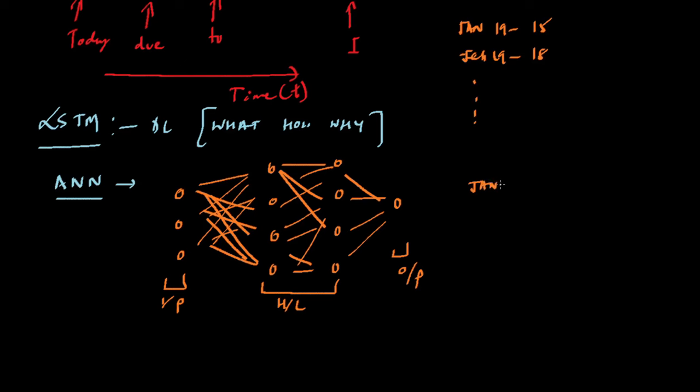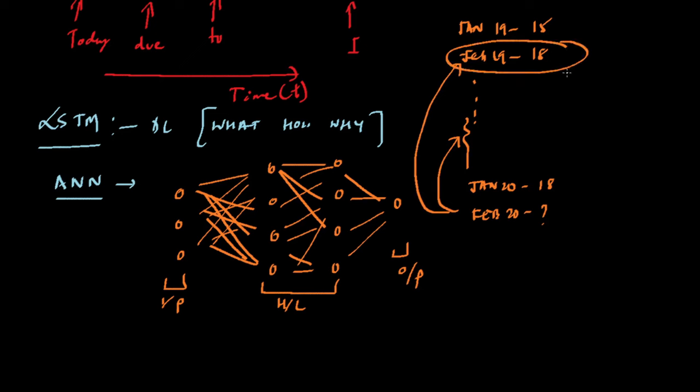Now January 20, the sales is 18 million. What will be the sales in February 20? It does not only depend on the last few instances, it is also based on the previous February, right? Same with Feb 21. It is not only dependent on the last 5 or 6 instances of data, it is also dependent on Feb 2020 and Feb 2019. And this is where traditional neural networks will fail.